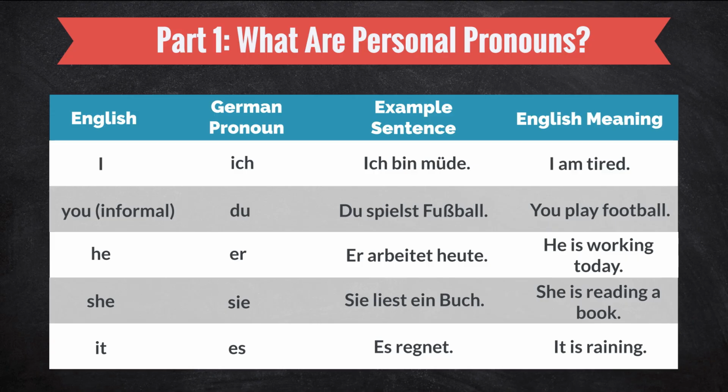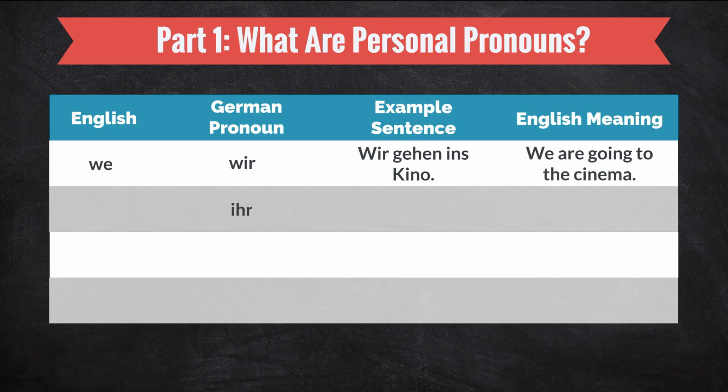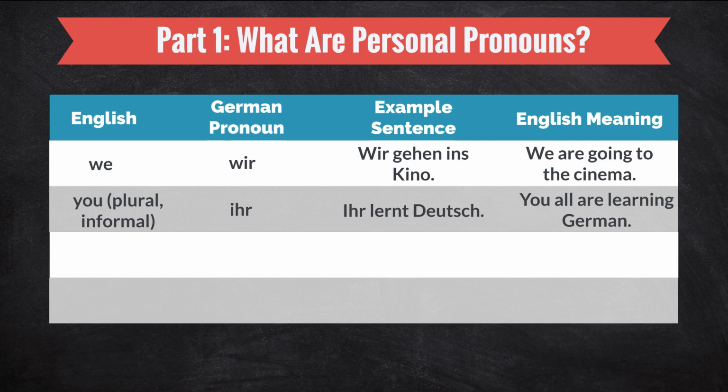Now let's go to the plural pronouns. Wir means we. Use this when you are talking about yourself and others. Example, Wir gehen ins Kino. We are going to the cinema. Ihr means you all or you plural informal. Used for speaking to more than one person casually. Example, Ihr lernt Deutsch. You all are learning German.